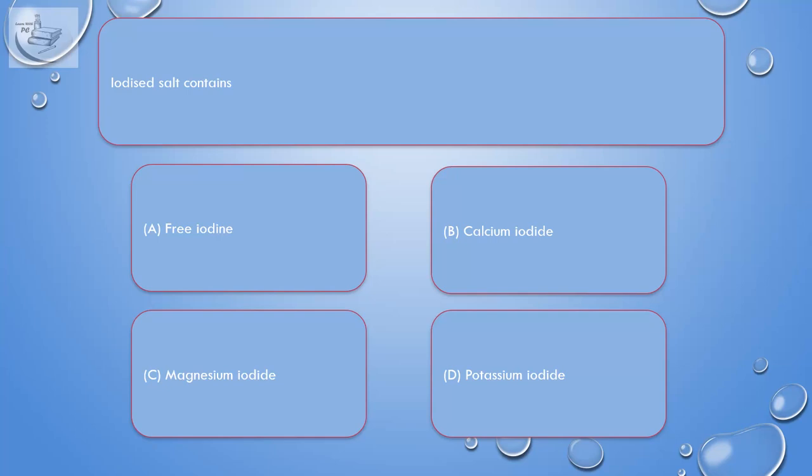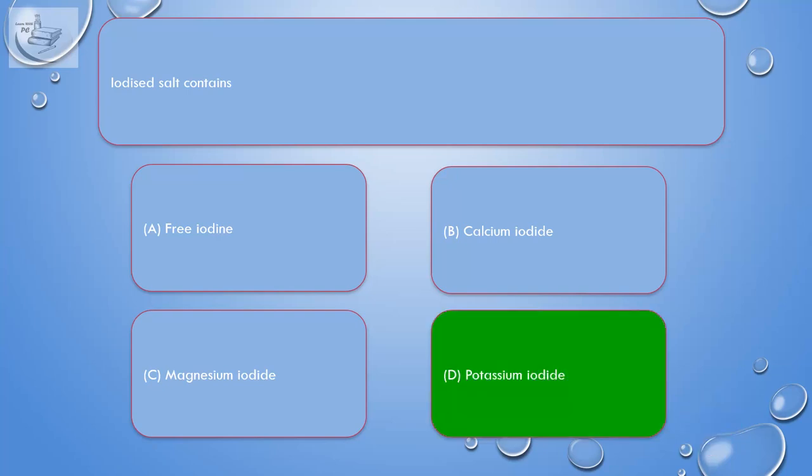Question: iodized salt contains A. free iodine, B. calcium iodide, C. magnesium iodide, D. potassium iodide. Correct answer is D. potassium iodide.